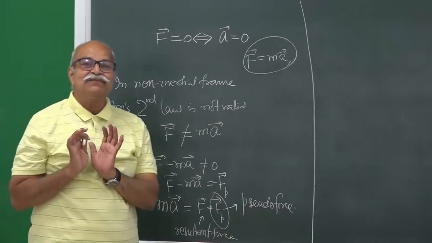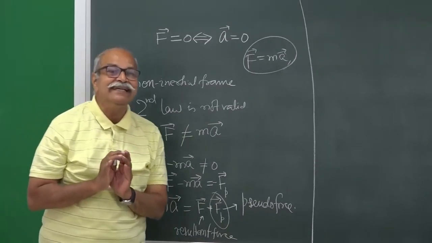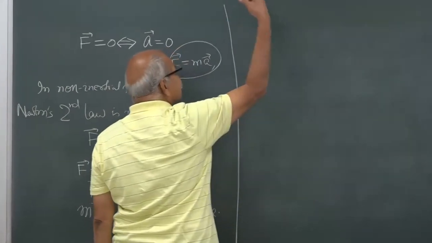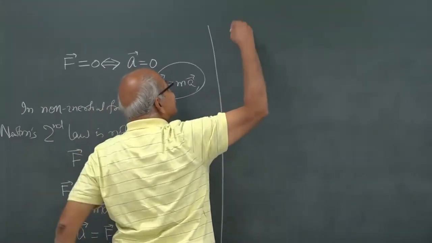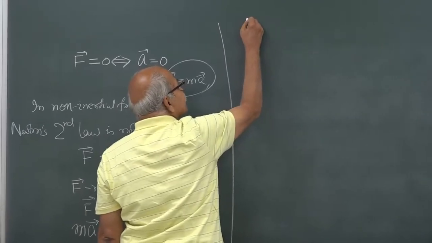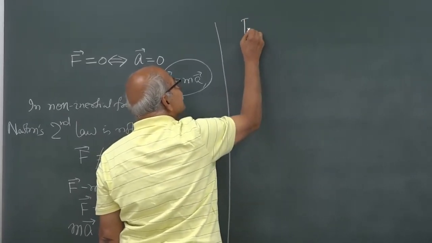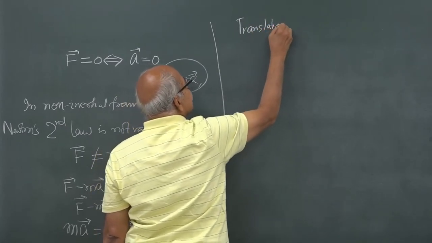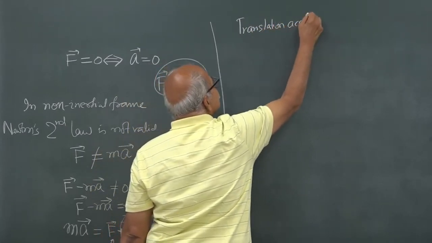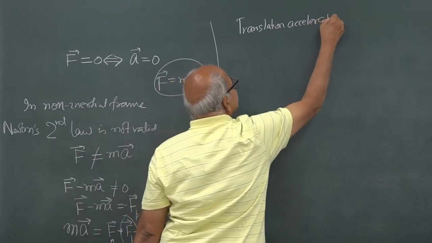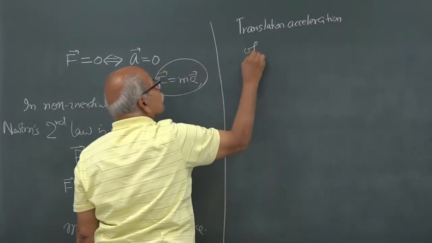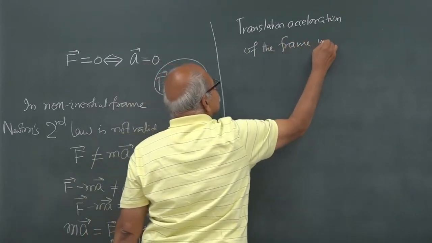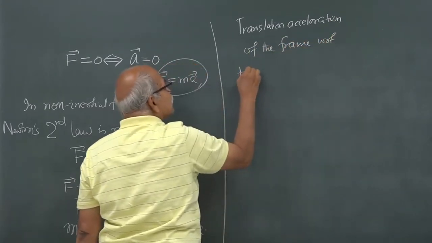Now, regarding acceleration of the frame, you have two broad kinds of non-inertiality. One is when you have translational acceleration of the frame with respect to some inertial frame.